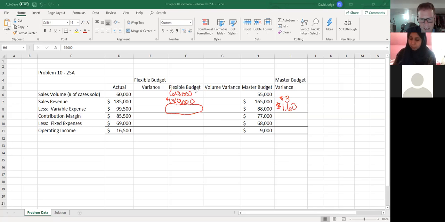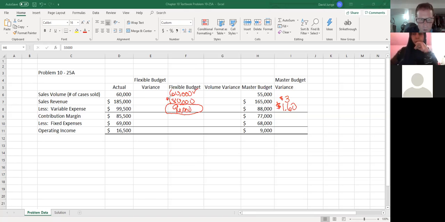If that's $1.60, then could we figure out what the total variable cost would be for the flexible budget? Again, we're using 60,000 units. You just take the 60,000 units and multiply that by $1.60, right? Anybody get it? 96,000, right? Okay, so if that's 96,000, you got that.